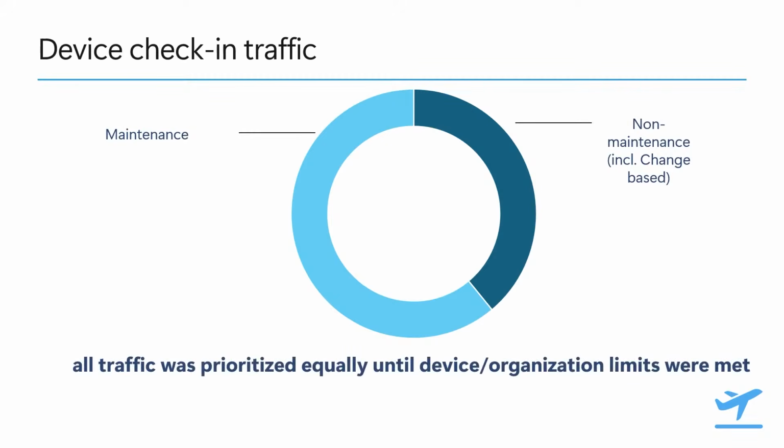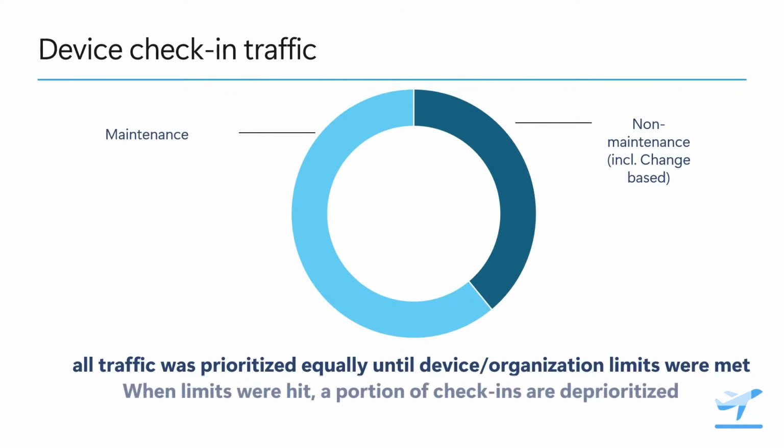Now, think about those variable speed limits on freeways. Intune works similarly. The key thing here is, as long as things are running smoothly, we do not artificially slow down any check-ins, period. All traffic is prioritized equally until the device or organization limits are hit. Now, when those limits are hit, a portion of those check-ins might be deprioritized.